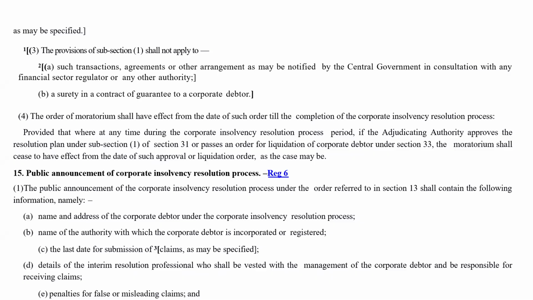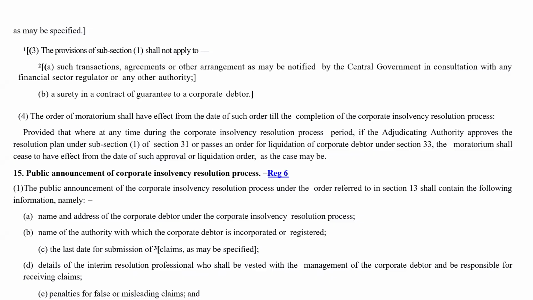The order of moratorium shall have effect from the date of such order till the completion of the CIRP process. Right? Provided that where at any time during the CIRP process, if the adjudicating authority approves the resolution plan or passes an order for liquidation, the moratorium shall cease to have effect from the date of such approval or liquidation order, as the case may be.